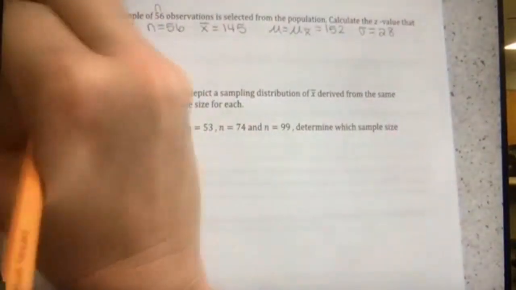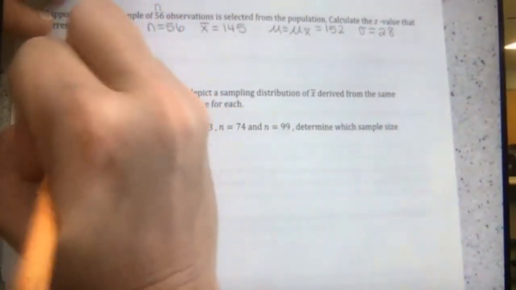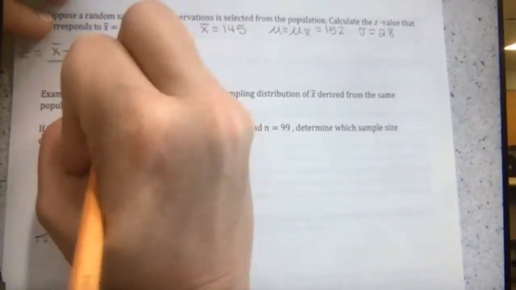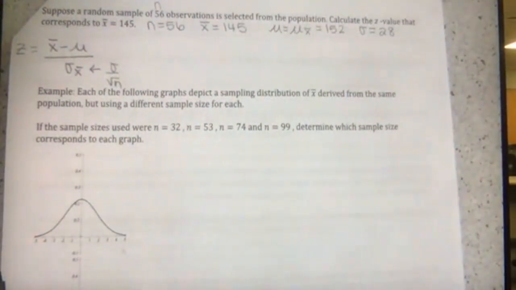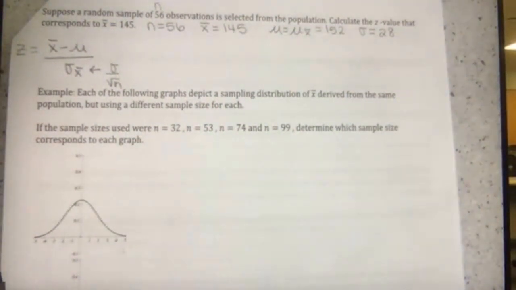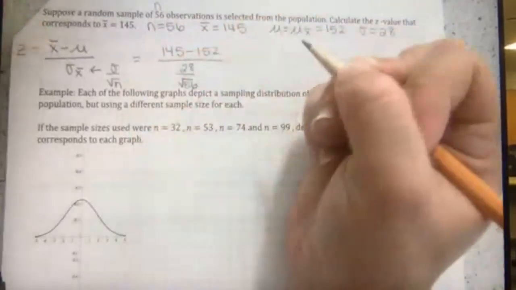It asks us to calculate our z-value. So we know our z-value is going to be x bar minus our mean, all over our sampling standard deviation. We know our sampling standard deviation is sigma over the square root of n. So just our formula that's on our formula sheet we talked about on the previous page. We're just going to plug in everything from the formula. So x bar is 145 minus our mean, which is 152, all over our population standard deviation, which is 28, over the square root of n, which is 56.